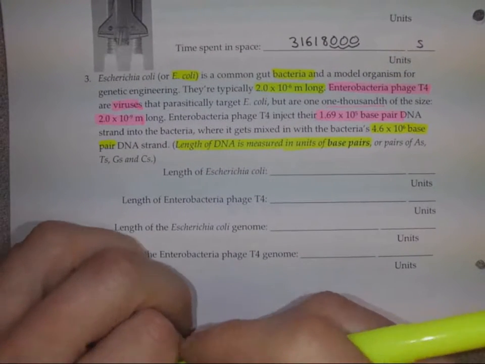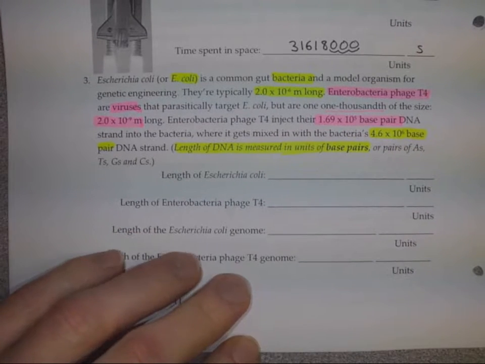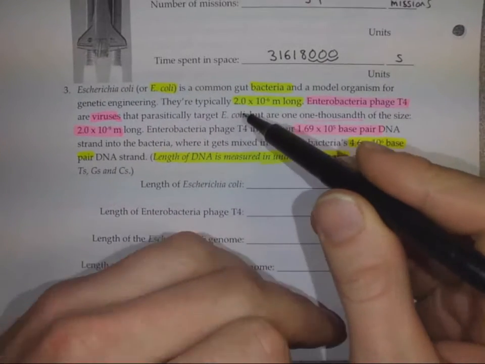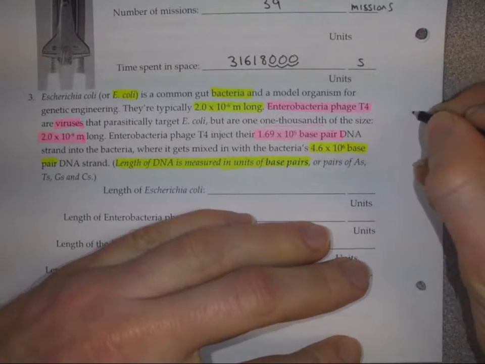So that's what we're talking about. We're talking about base pairs. All right, so enough of that. Let's see if we can turn this into non-scientific notation. We're going to expand it. So I'm going to start with writing 2.0.